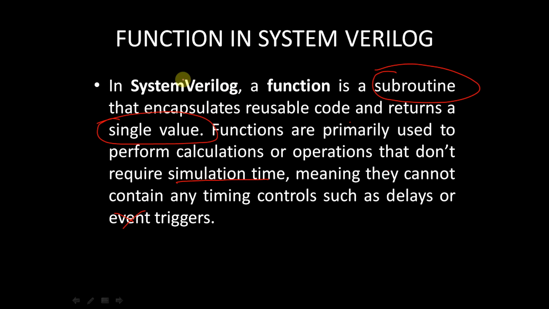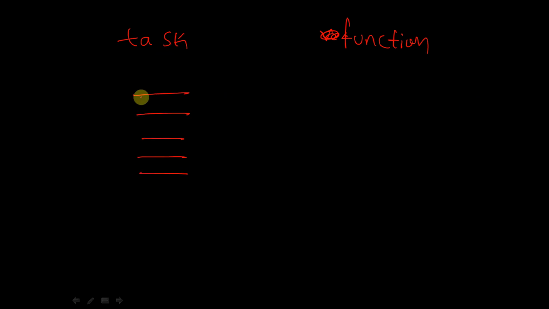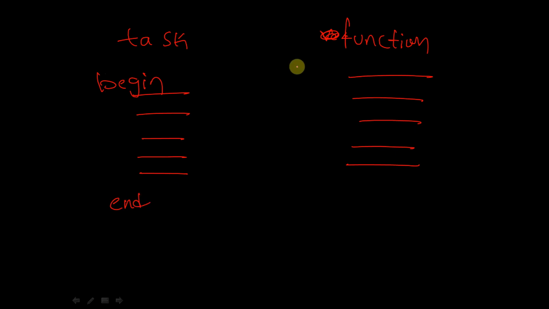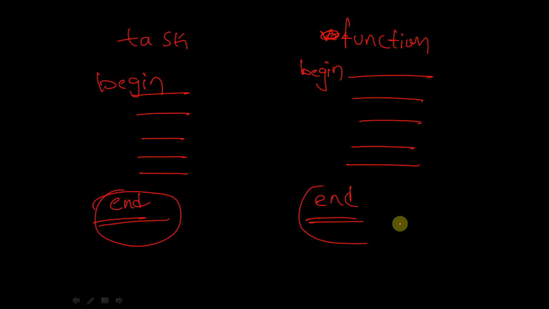Now let us compare it with Verilog. In Verilog, if we declare a task or a function and want to write multiple statements inside it, you need to write a begin end block. You need to write begin followed by end. This is mandatory in the case of tasks and functions in Verilog.